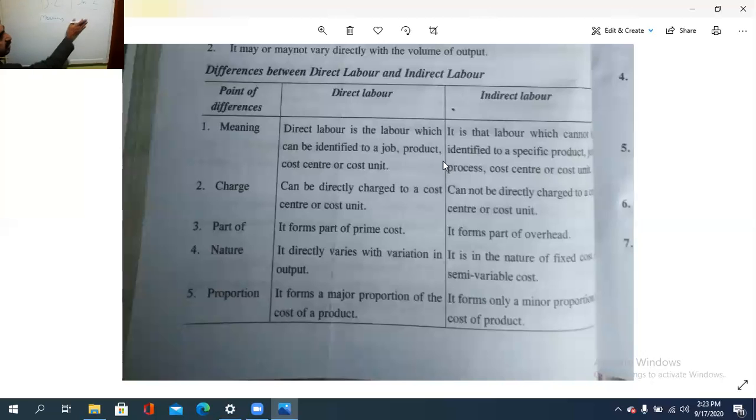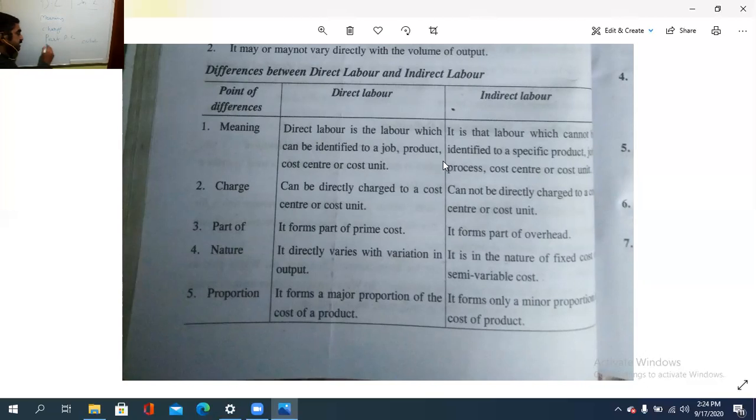Directly traced, indirectly traced. Then the charge. Direct labor can be directly charged, while indirect labor is indirectly charged to a cost center or a cost unit. So the second point is the charge: directly charged in the case of direct labor cost, indirectly charged in the case of indirect labor cost. Then, part of which cost? Direct labor is a part of the prime cost, while indirect labor is a part of the overheads.